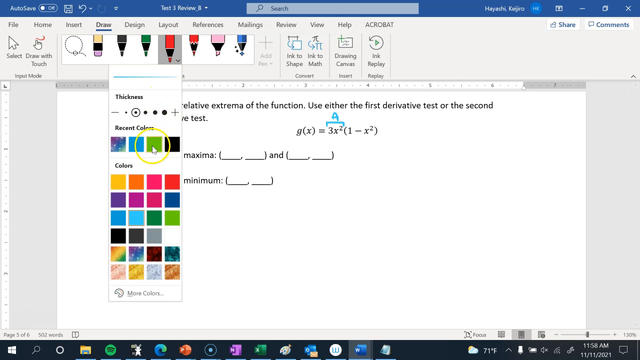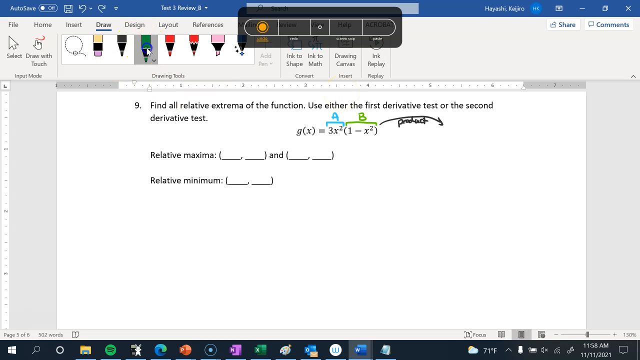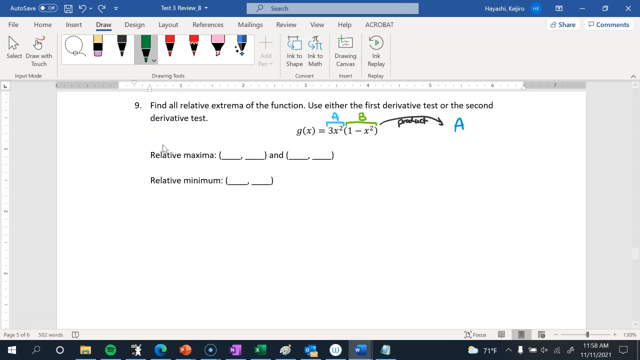Now, if that's A, then this is B. So using the product rule, we want, if A is 3x squared, if we let A be 3x squared, A prime would then be 6x from the power rule, right? You take that 2, put it in, multiply it out in the front, 2 times 3 is 6, decrease the power by 1, then that's just x, so 6x.